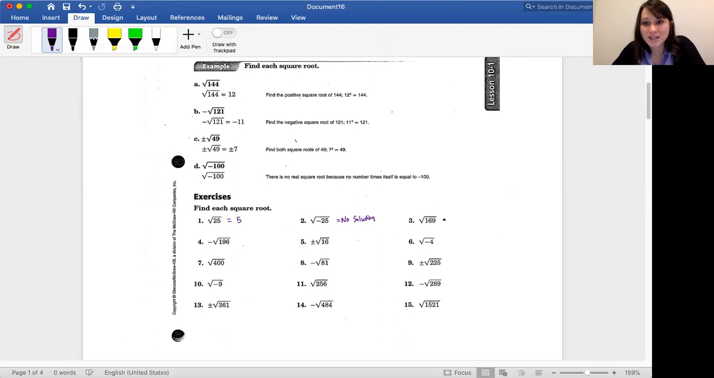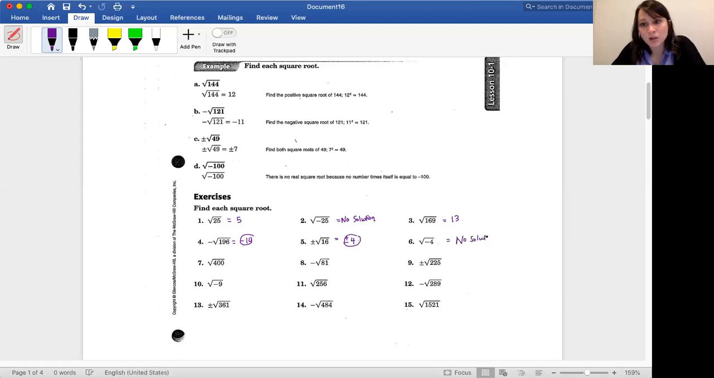Square root of 169, if you work that out on your calculator, is 13. And if you just know that, that's great. This is negative 14. This is positive or negative 4. Okay, so that's kind of how you work out. This would be no solution.